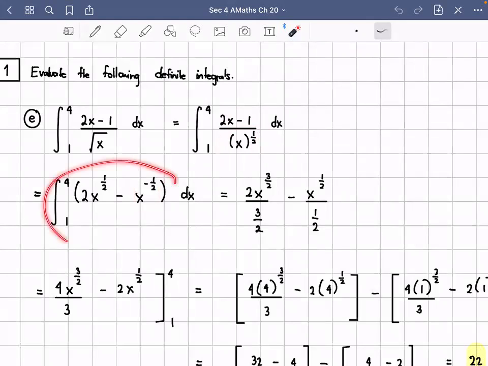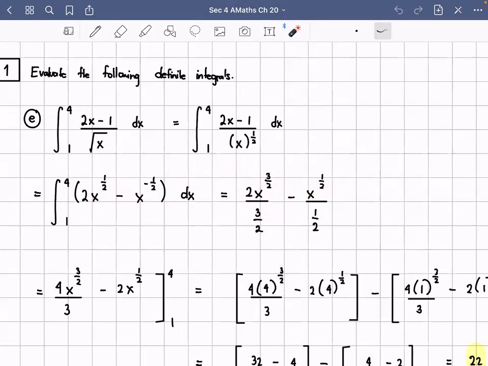So we get the antiderivative of this. Basically that's simply 2 from here, and then this is now 3 over 2, being 1/2 plus 1, and then over 3 over 2. And then minus the same x raised to 1/2, being negative 1/2 plus 1.